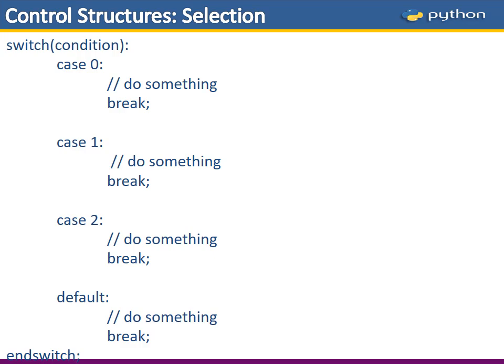That ends the class for today. We continue with another type of control structure, which is the repetition control structure.